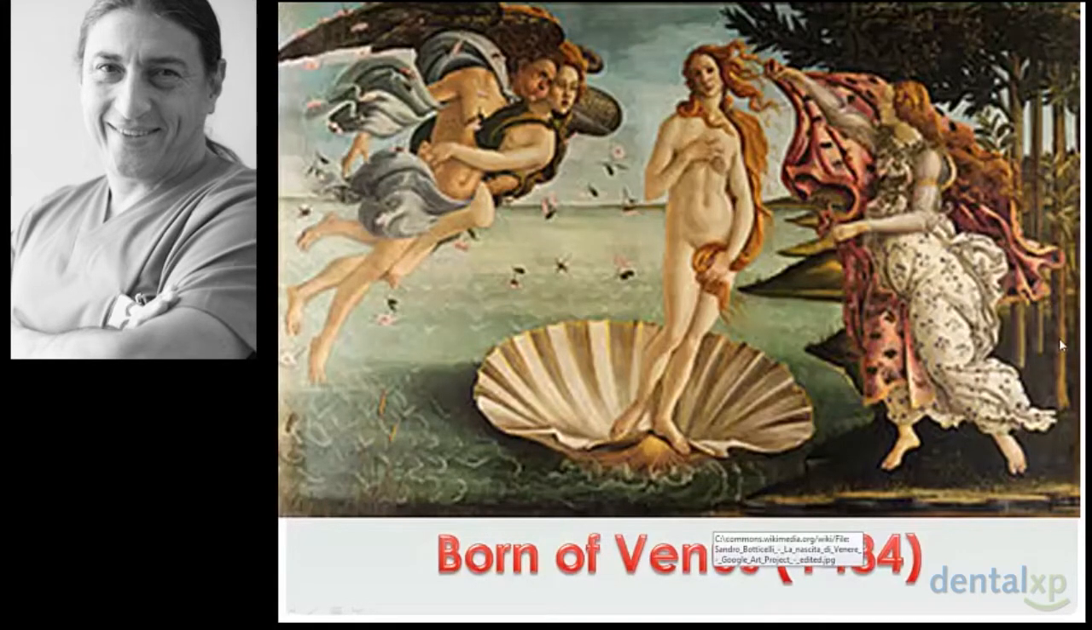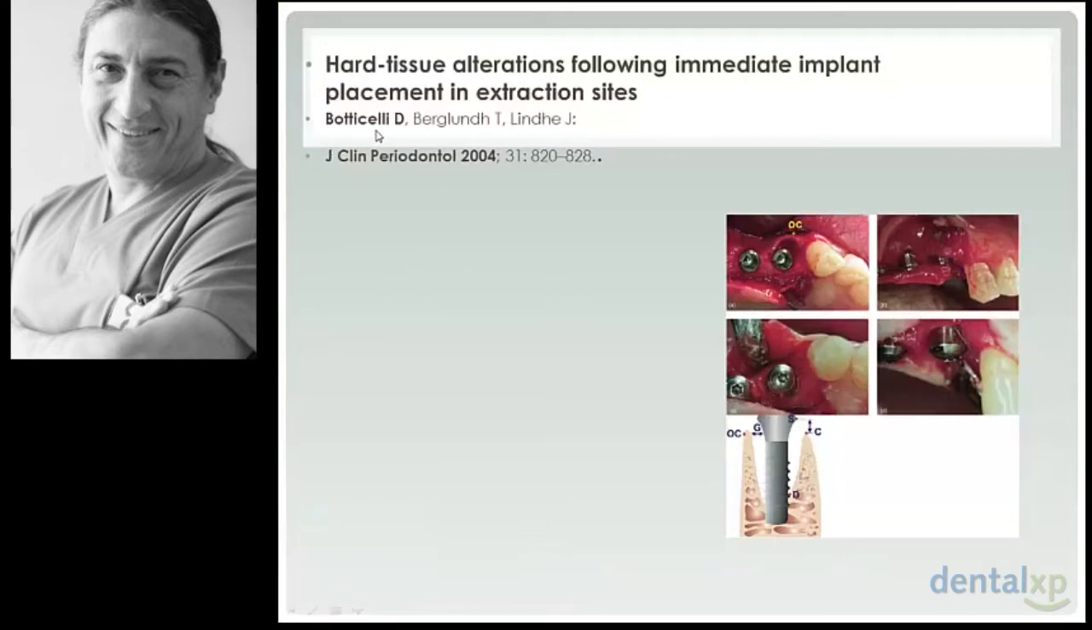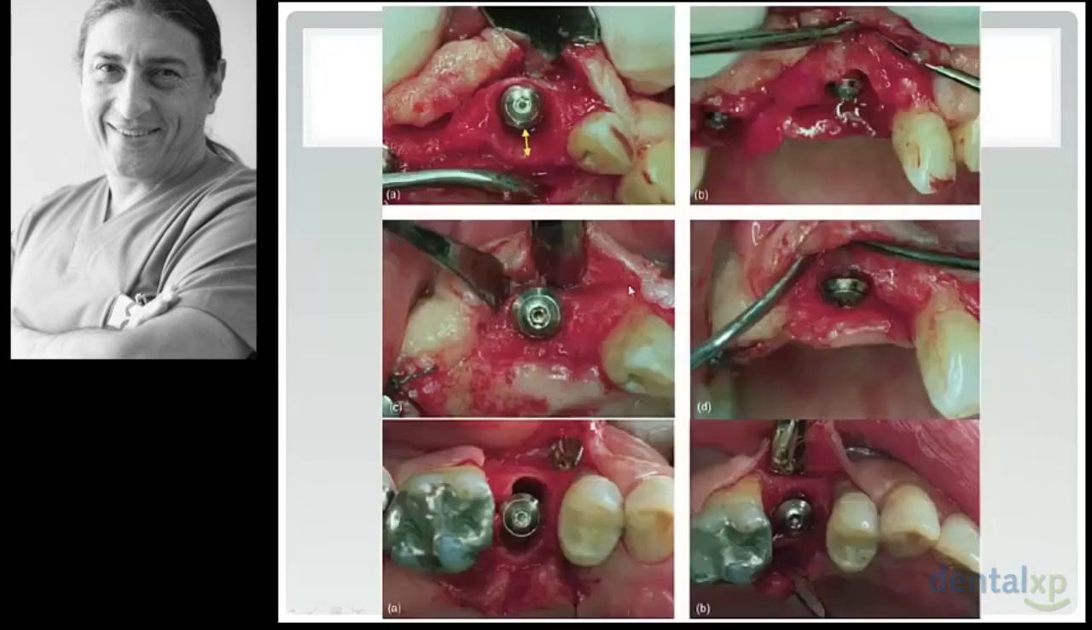Let's talk about Botticelli, but not Sandro Botticelli. We are going to talk about Daniel Botticelli, who in 2004 wrote a paper about the hard tissue alterations following immediate implant placement in extraction sites, with Berglund and Dr. Lindhe. And he found that putting in our implant does not prevent and does not maintain bone. You can see here that in these surgeries they extracted the teeth, inserted the implant, but they raised flaps. You see? Raising flaps. And after 4 or 5 months, you can see the resorption that they had.